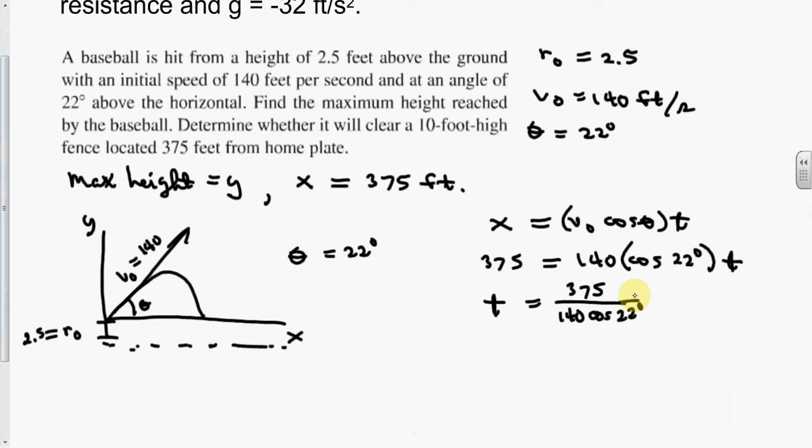Do not see my calculator here. Can you calculate that? Okay, so here we get the time is 2.8 seconds. That's 2.8 seconds for this baseball to be hit, and as it travels all the way over this distance of 375 feet. 375.